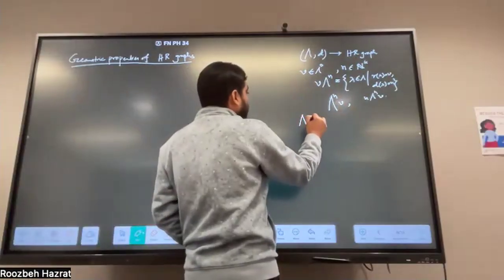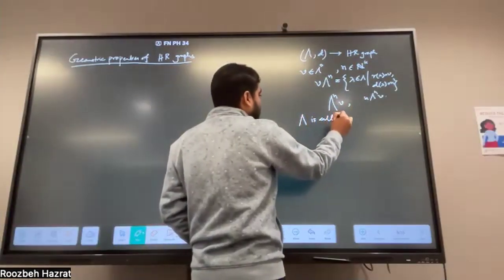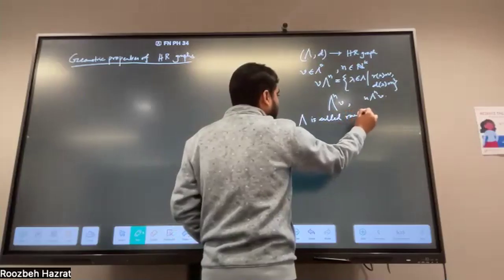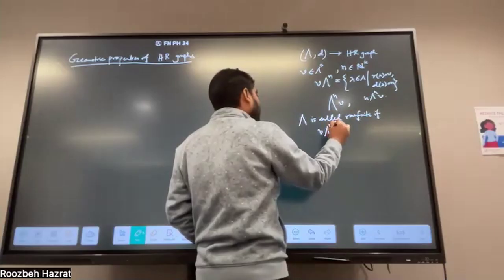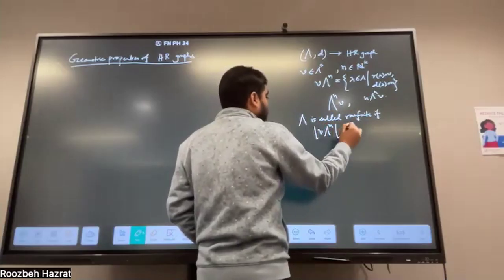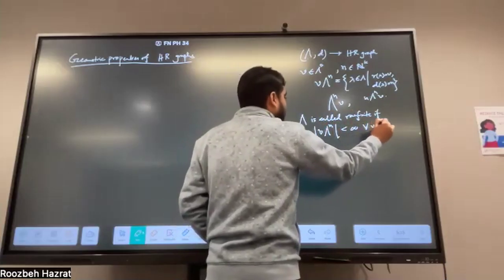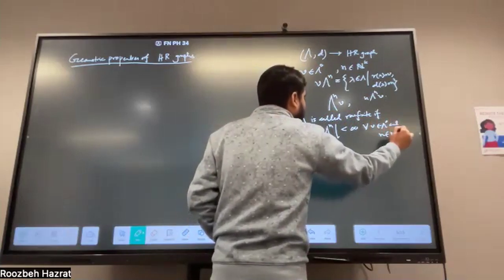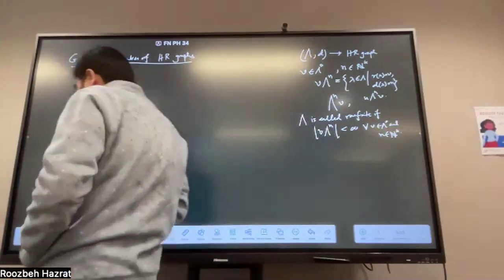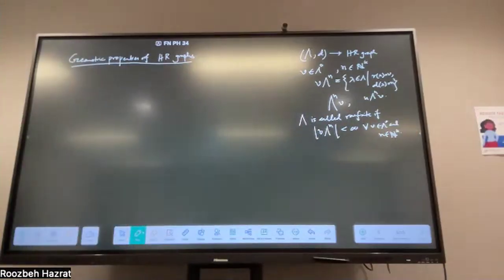So lambda is called row finite if this set, p lambda n, is finite for all p and all n. So all our discussions will be for row finite k-graphs.